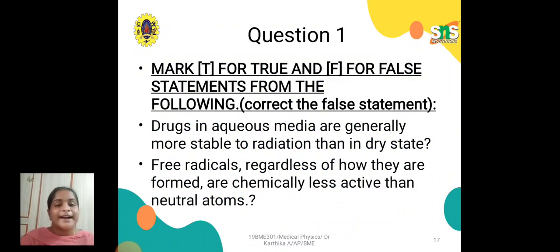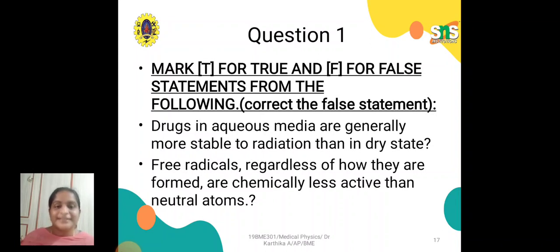Okay, and I have a few questions about this case study. Here you can mark T for true and F for false by your own. Let's make a small assessment about this case study. Okay, first one: drugs in aqueous media are generally more stable to radiation than in dry state.